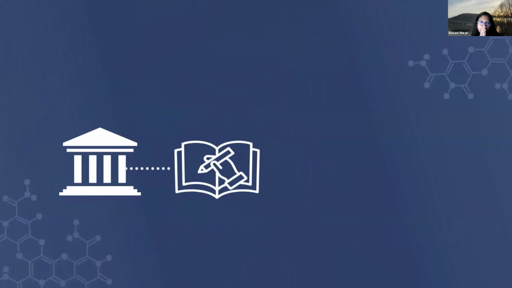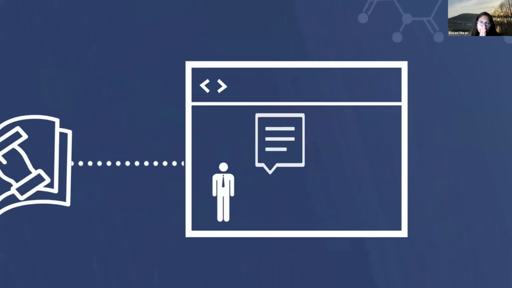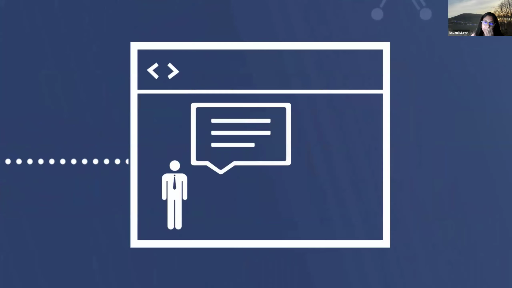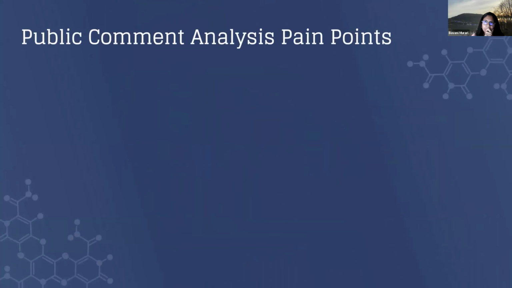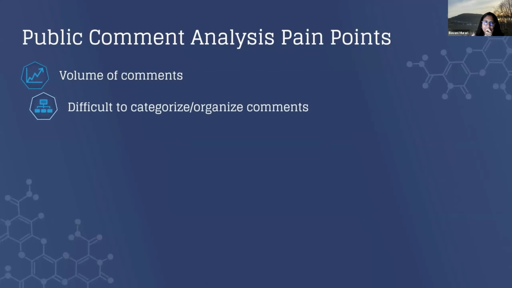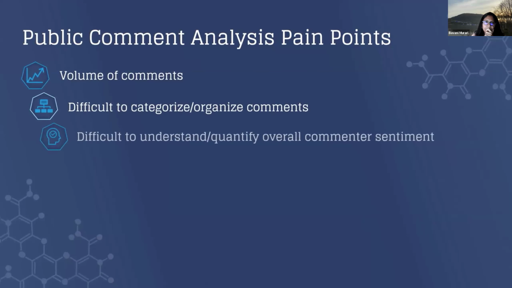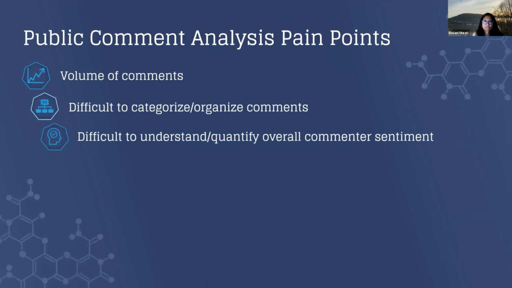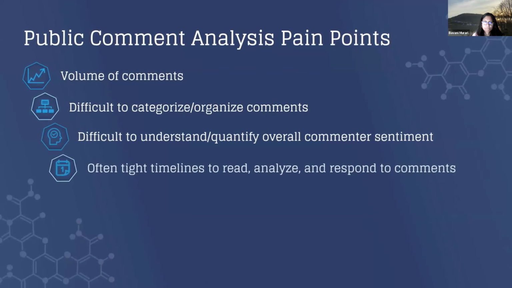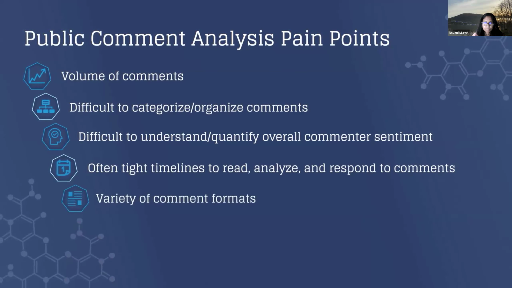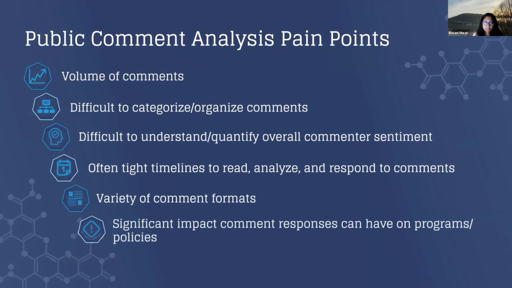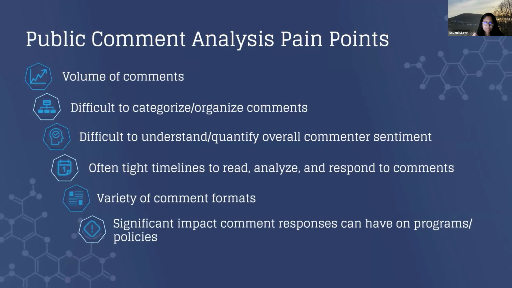When the government proposes changes to a rule, stakeholders submit comments on regulations.gov. Logistically, this is a challenge to process. The volume of comments, difficulty in categorizing and organizing them, and the struggle to understand and quantify the overall sentiment from commenters can be overwhelming. There are often tight timelines to read, analyze, and respond to comments, and comments aren't always in the same format. The responses to these comments are crucial, as the impact on programs and policies can be significant.